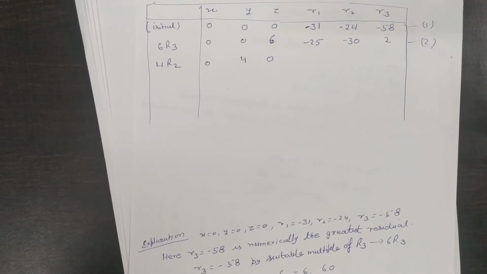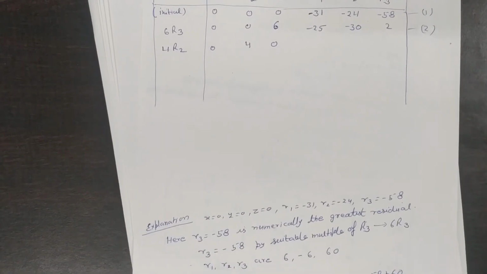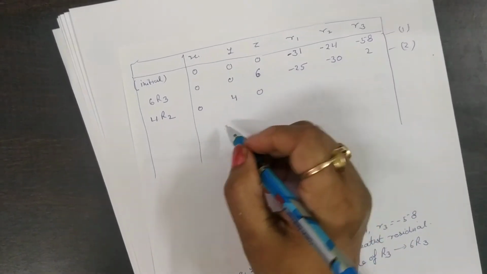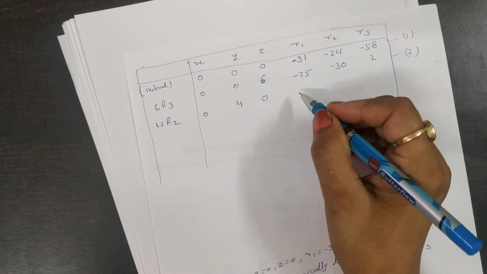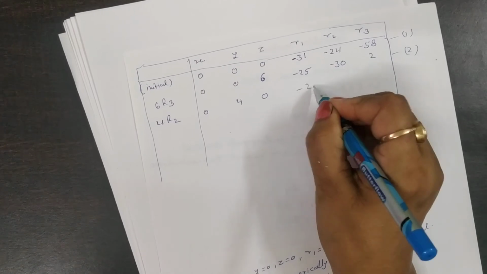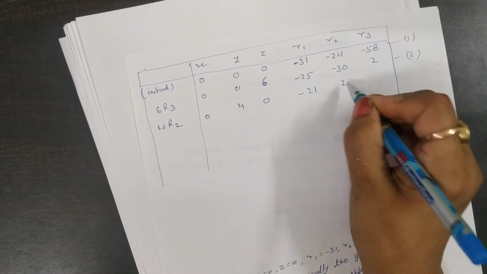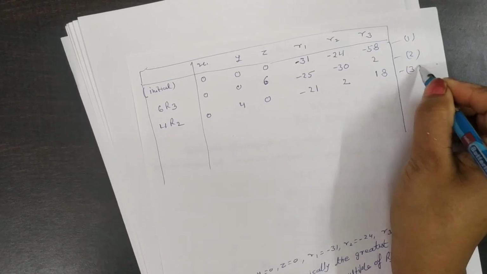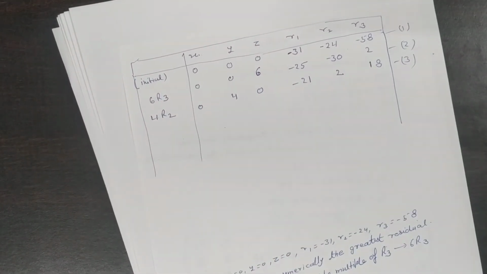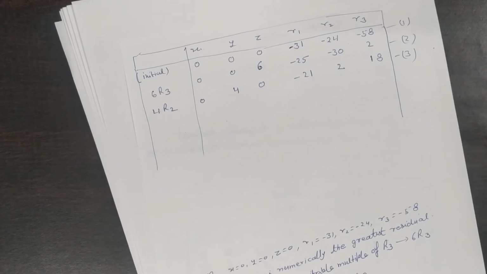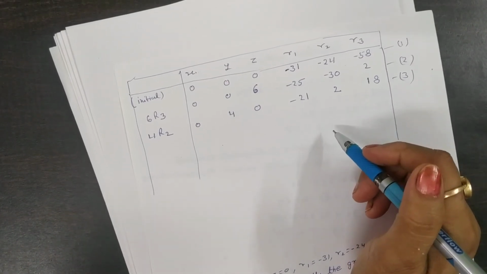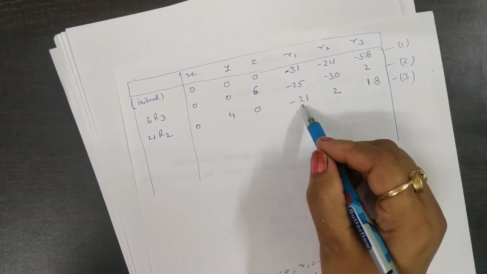Substituting these values here, you get 0 and minus 21, 2 and 18. This is the third line. Okay, now the next one. In line 3, you see that the numerically greatest residual is minus 21.